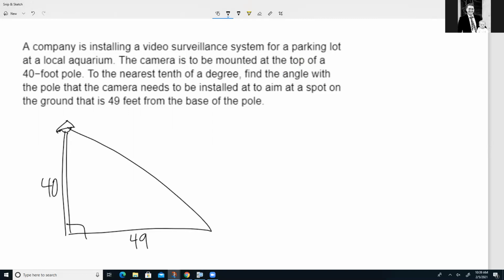Okay, we care about, how does it say it? The angle, to the nearest degree, find the angle with the pole that the camera needs to be installed. So the camera is on the pole, and it's making an angle with the pole, so we're caring about this angle. Now, in relationship to x, this would be an adjacent side. This would be an opposite side, and we don't know anything about our hypotenuse.